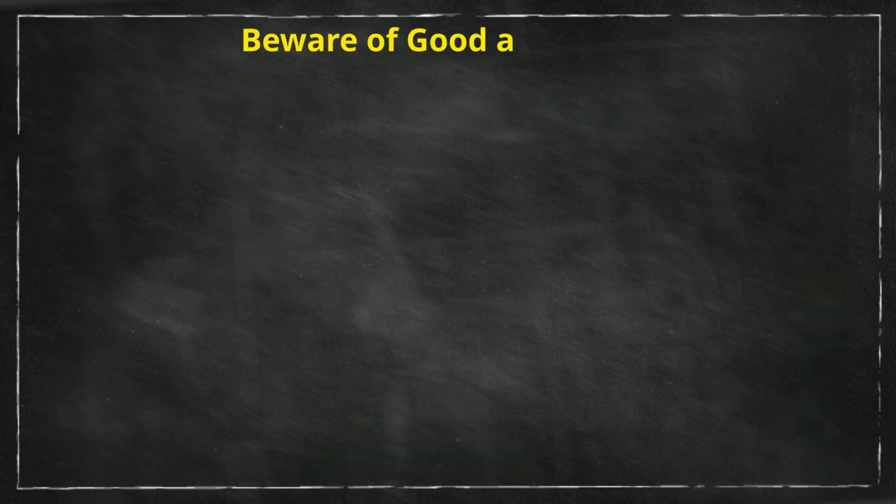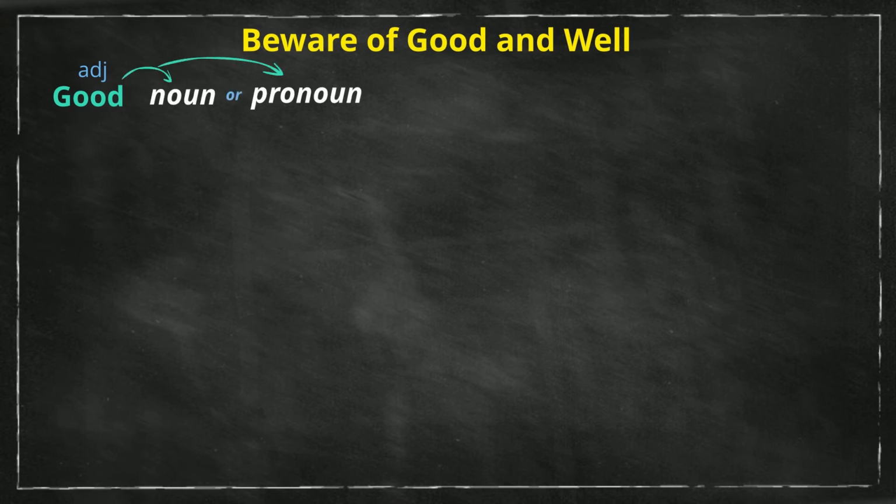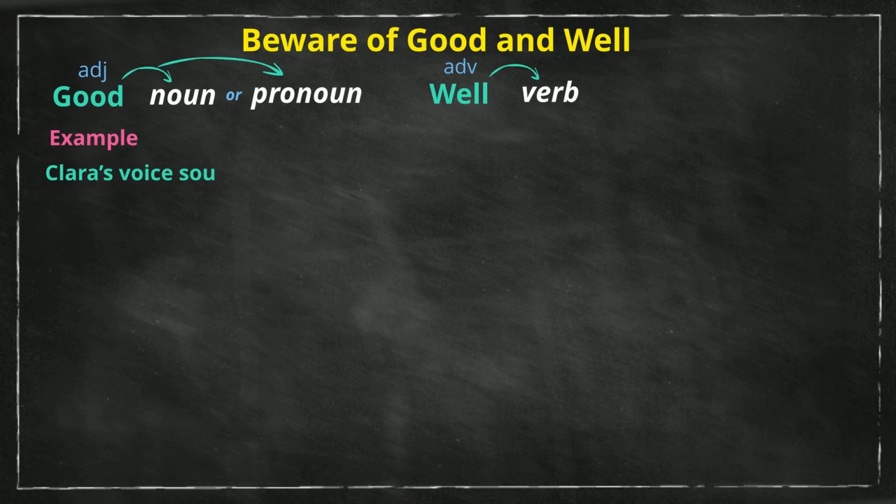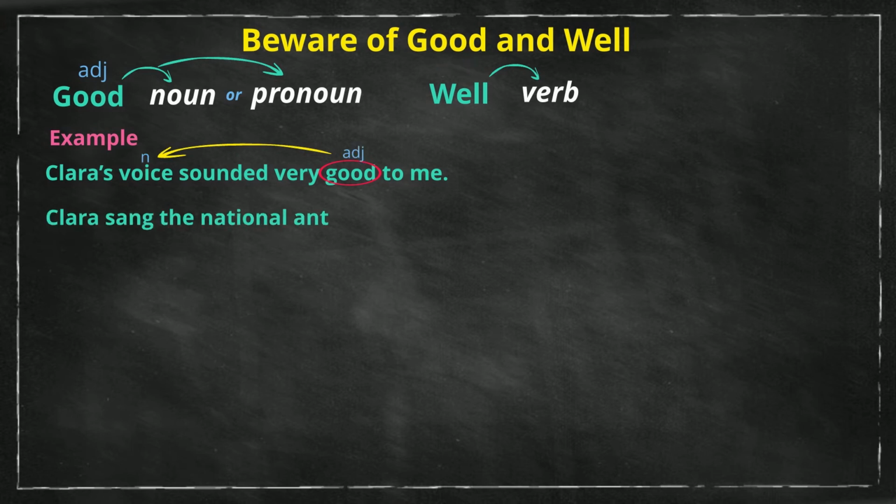Beware of good and well. Good is an adjective. It should be used to modify a noun or a pronoun, while well should be used to modify a verb. For example, Clara's voice sounded very good to me. Good modifies the noun voice. And Clara sang the national anthem very well. Well modifies the verb sang.